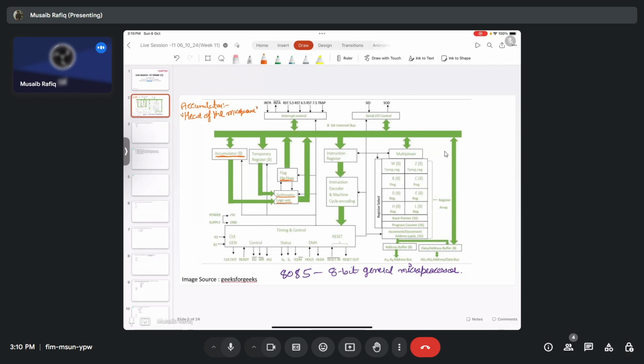So why is it termed the heart of the microprocessor? Because for all arithmetic operations, the accumulator's 8-bit pin will always be available and will always be connected to the ALU. I'll repeat, for all arithmetic operations, the accumulator's 8-bit pin will always be connected with the ALU. So this was the accumulator.